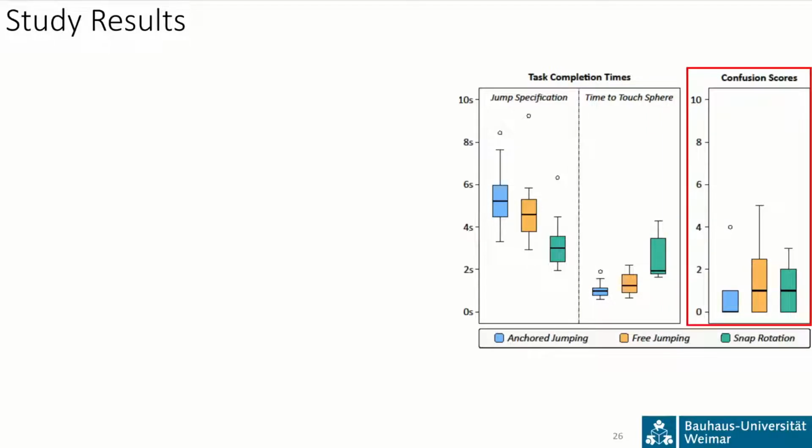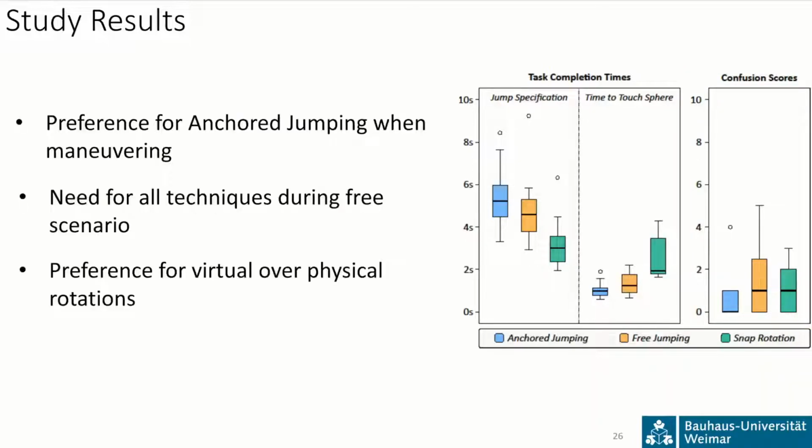Furthermore, users reported the lowest amount of confusion when using anchored jumping. In our qualitative interview, most users indicated that they would prefer anchored jumping over the other 2 techniques for maneuvering tasks. The other 2 techniques were employed for general exploration of the virtual space and to get out of tight spots in our free usage scenario. Interestingly, none of our users relied on physical rotations during the task phase, although they were seated on a swivel chair and had the opportunity to fully turn around within the tracking space.